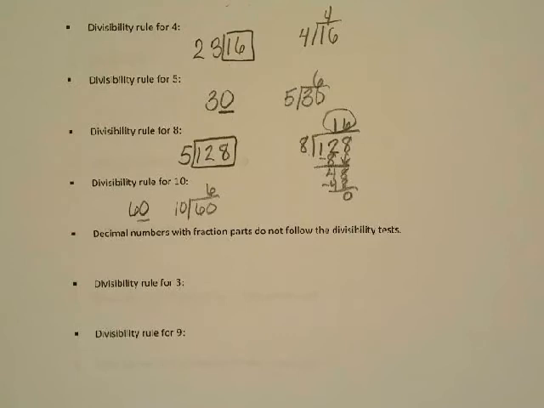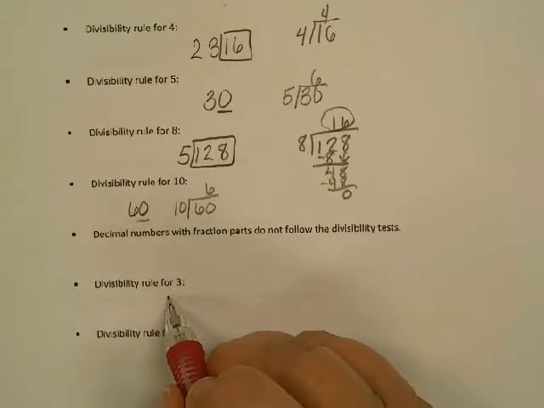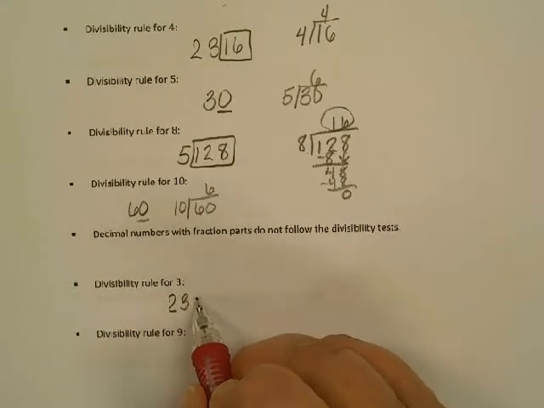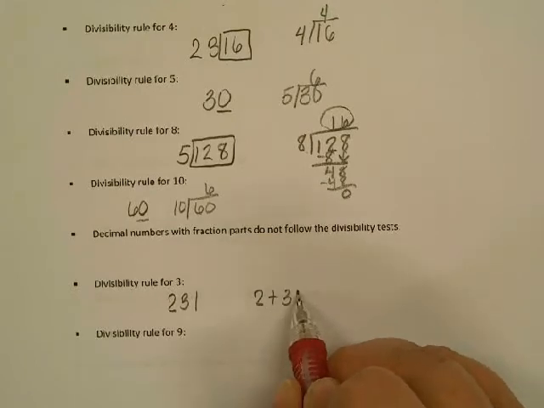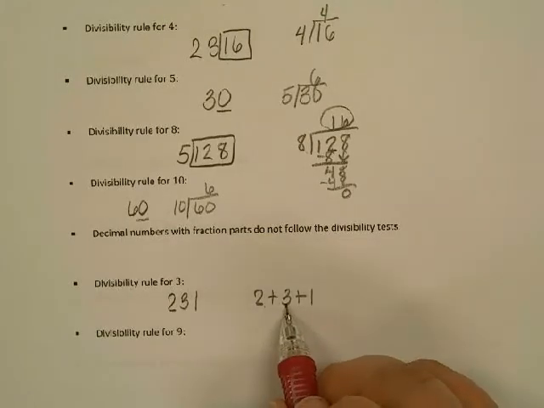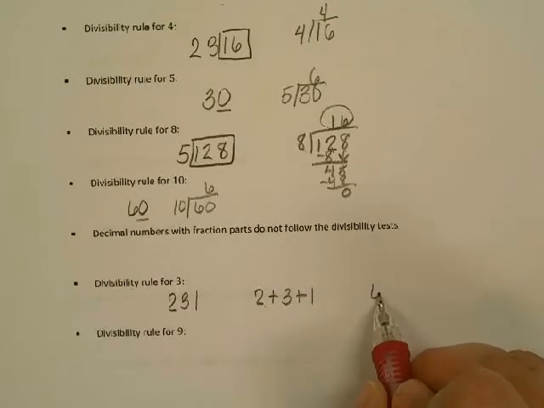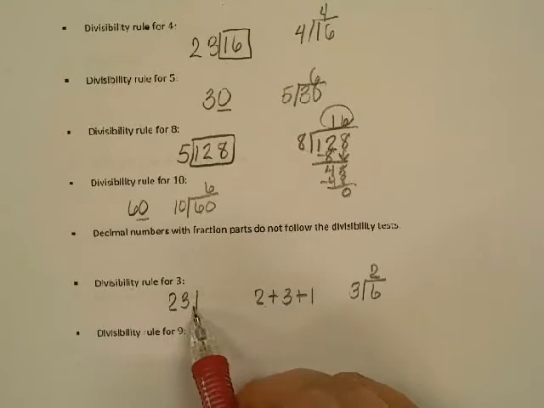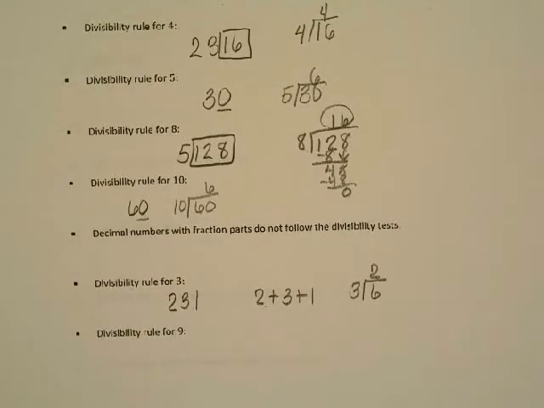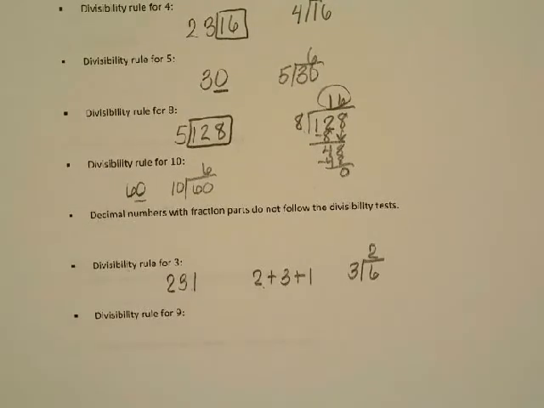The divisibility rule for 3, if you remember, we said for 3, if the sum of the numbers is divisible by 3, then the number is divisible by 3. So for example, if I have the number 231, then I add those digits, 2 plus 3 plus 1. 2 plus 3 is 5 plus 1 more is 6. So 6 divided by 3 gives me 2. I have no remainder. So that means 231 is divisible by 3.